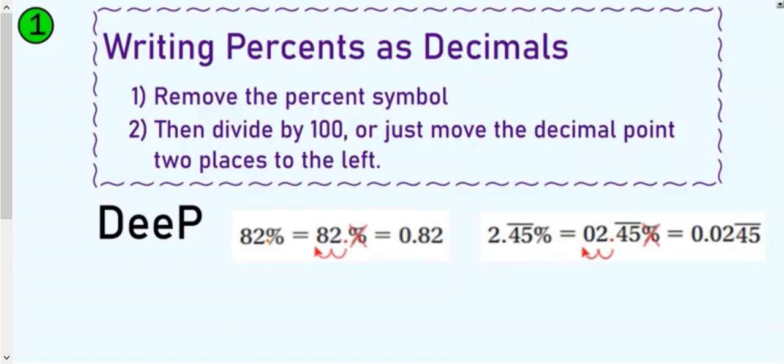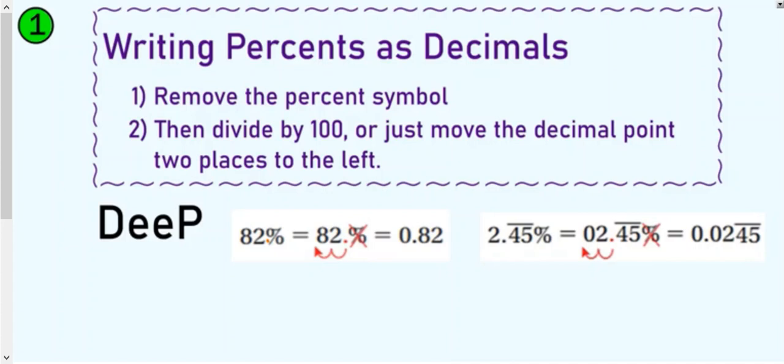Alright, the first thing I would like you to write down in your notes is what we need to do when we're writing percents as decimals. First thing we need to do is remove the percent symbol and then divide by 100, or just move the decimal point 2 places to the left.